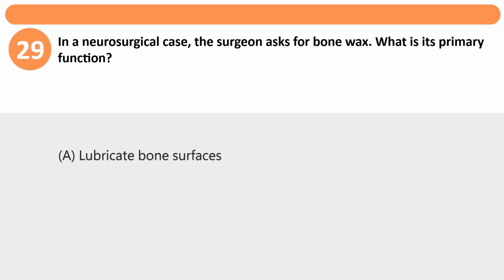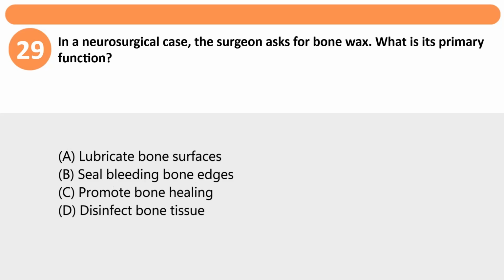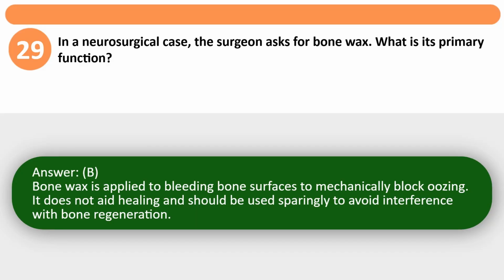In a neurosurgical case, the surgeon asks for bone wax. What is its primary function? A. Lubricate bone surfaces. B. Seal bleeding bone edges. C. Promote bone healing. D. Disinfect bone tissue. Answer, B. Bone wax is applied to bleeding bone surfaces to mechanically block oozing. It does not aid healing and should be used sparingly to avoid interference with bone regeneration.